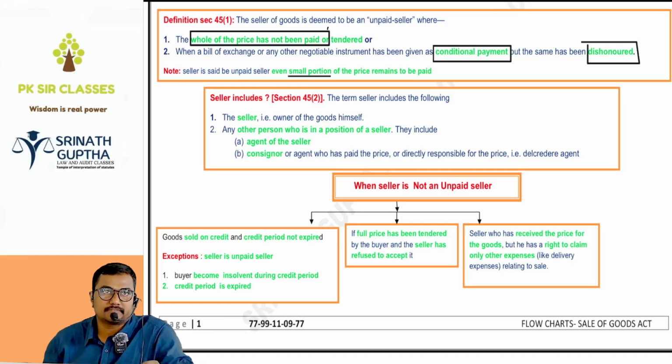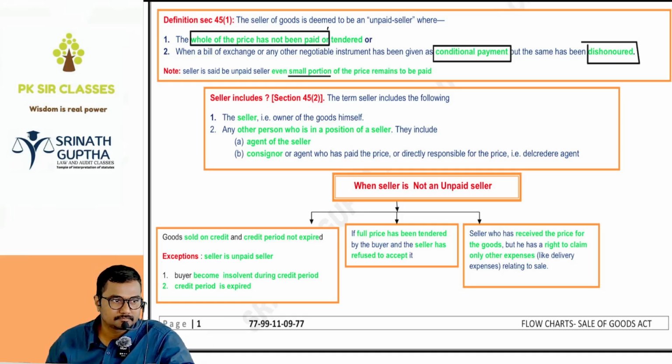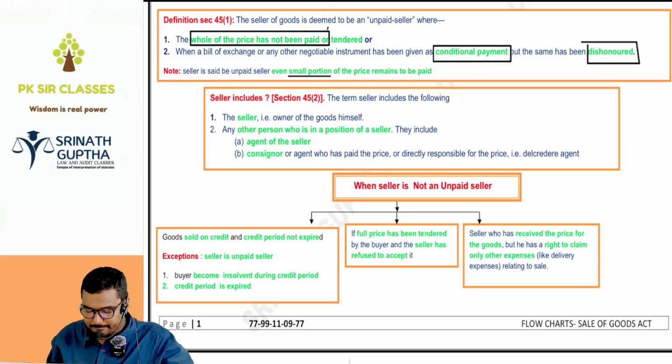Actually, the goods are worth 1 lakh. The buyer paid 99,000, but 1,000 is pending. Am I an unpaid seller? Yes, when the whole of the price is not paid.